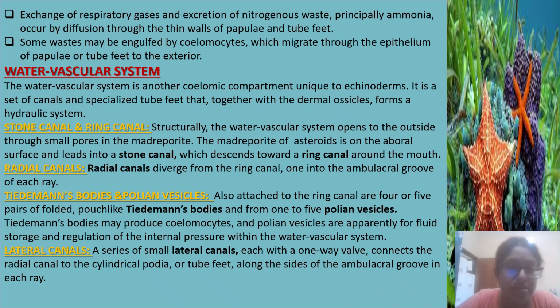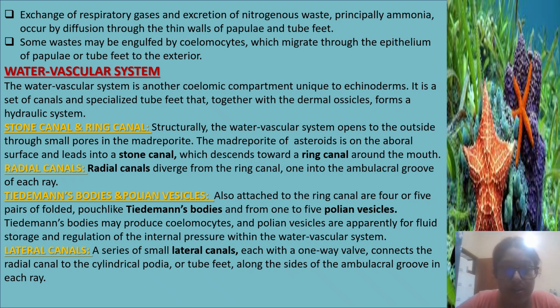Next, exchange of respiratory gases and excretion of nitrogenous waste, principally ammonia, occur by diffusion through the thin walls of papulae and tube feet. Some wastes may be engulfed by coelomocytes, which migrate through the epithelium of papulae or the tube feet to the exterior.